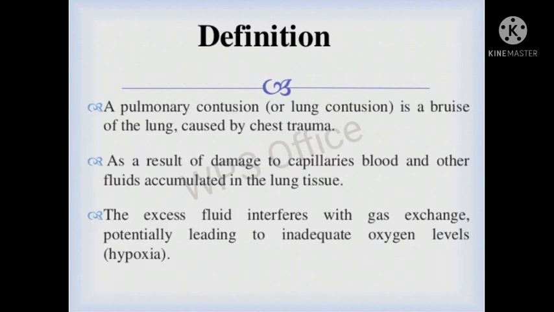So pulmonary contusion is a bruise of the lungs caused by chest trauma. As a result, there is damage to the capillaries, and blood and other fluids accumulate in the lung tissue. If there is damage in the lung tissue, it will interfere with gas exchange and potentially lead to inadequate oxygen levels. That means hypoxia will occur.